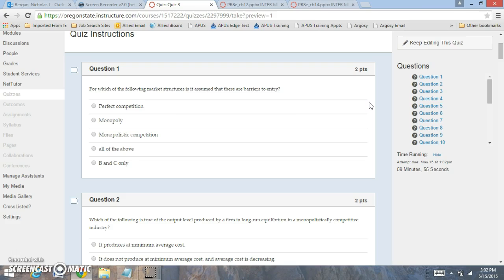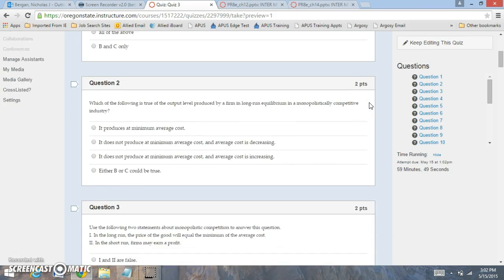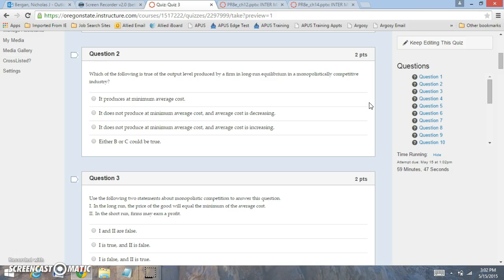Now, when we look at this question, we're looking at barriers to entry. What market structures will have barriers to entry? Now, when we look at monopolistically competitive, they're not as efficient as perfect competition. Make sure to note that in your analysis when you answer question 2.